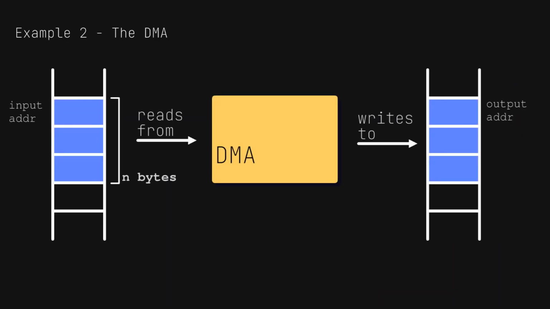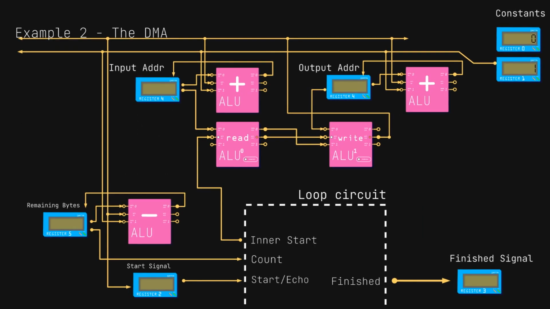A DMA is a circuit that does copy-paste. We give it two memory addresses, an input and an output. We also give a length. It will copy the length bytes from the input address to the output address. They are important because copying data is very common. And if we have a DMA, the CPU can just offload that work to it and go do something more complex instead. Let's implement it.